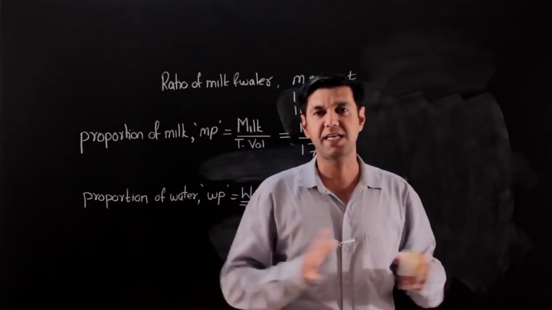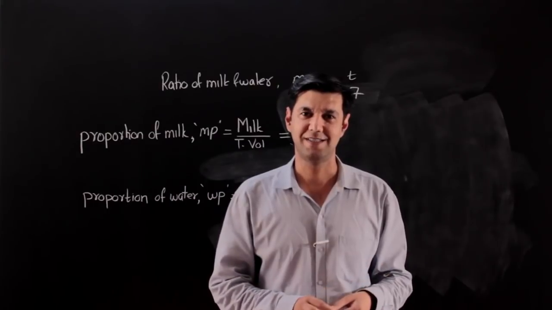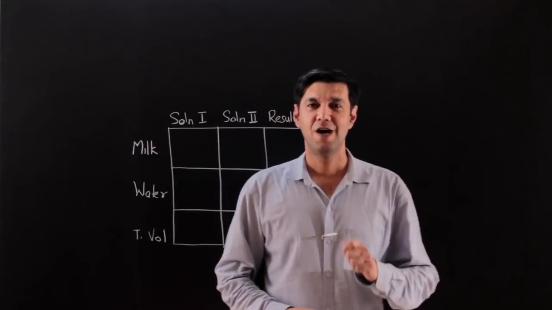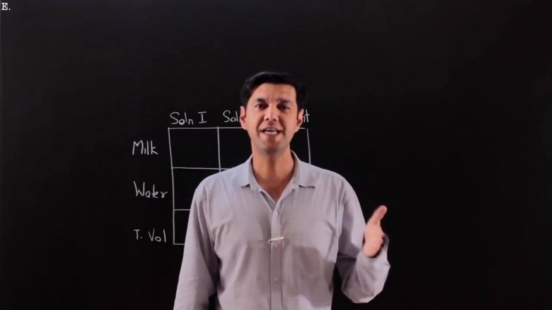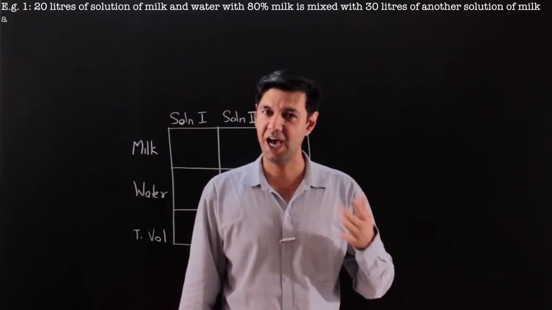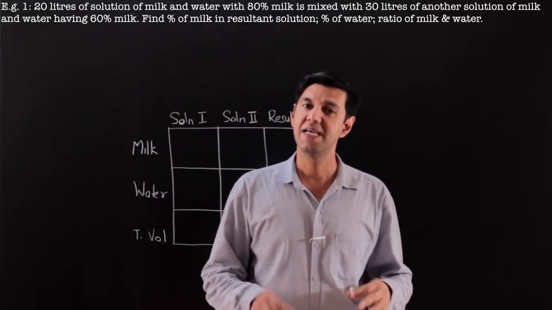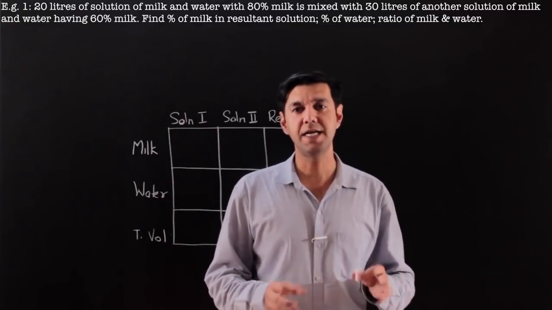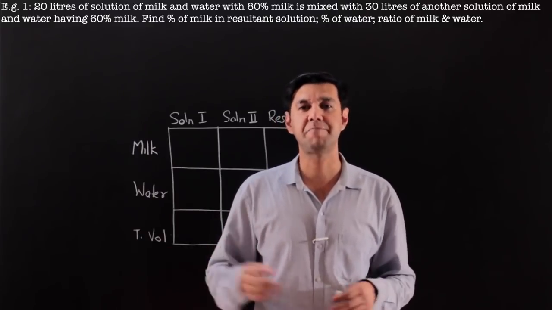Having seen this basic stuff, let's go to how an actual question looks like. So the easy question reads as 20 liters of a solution having milk and water, with milk being 80%, is mixed with 30 liters of another solution of milk and water having 60% milk.